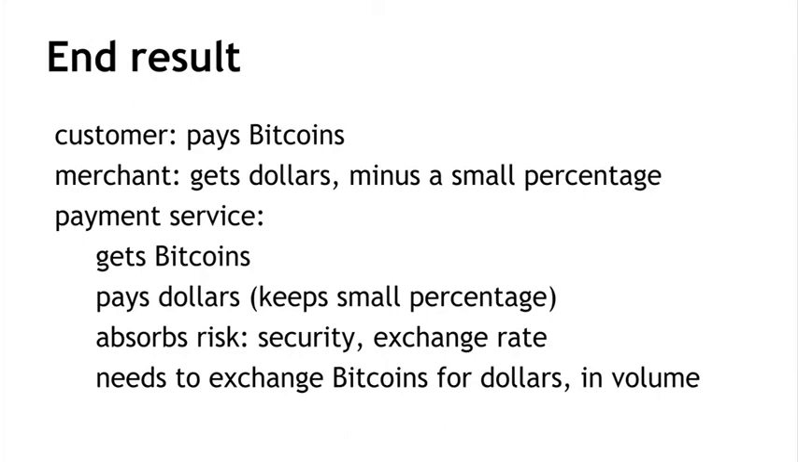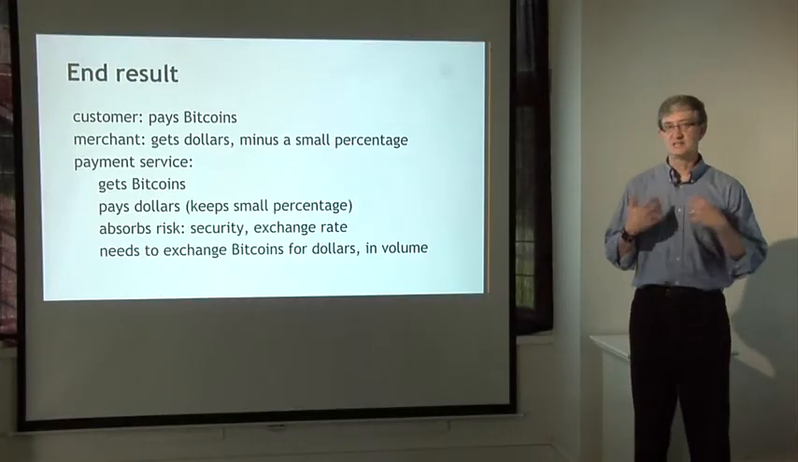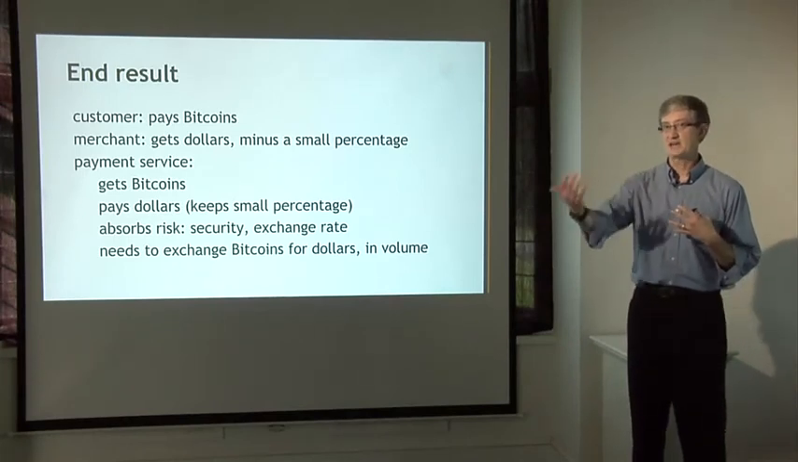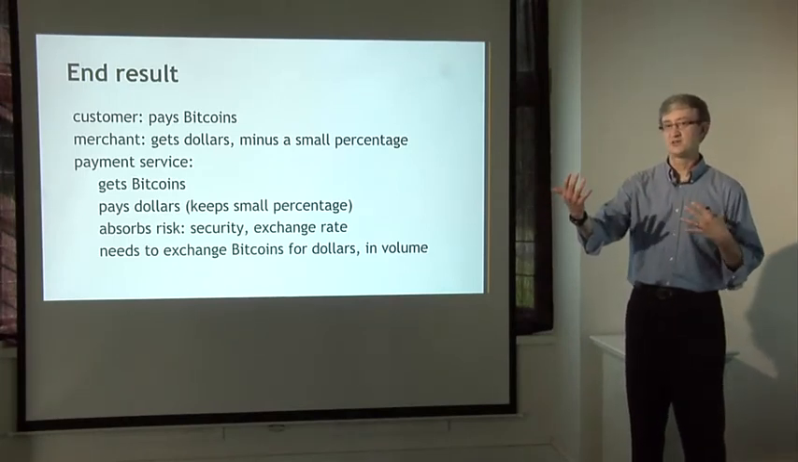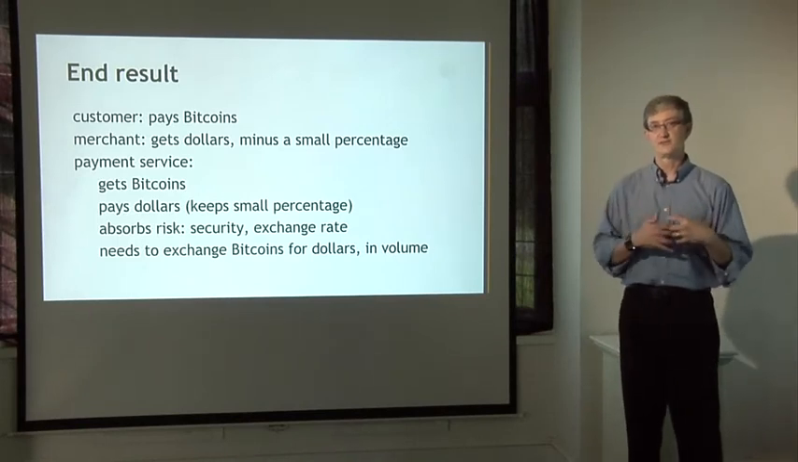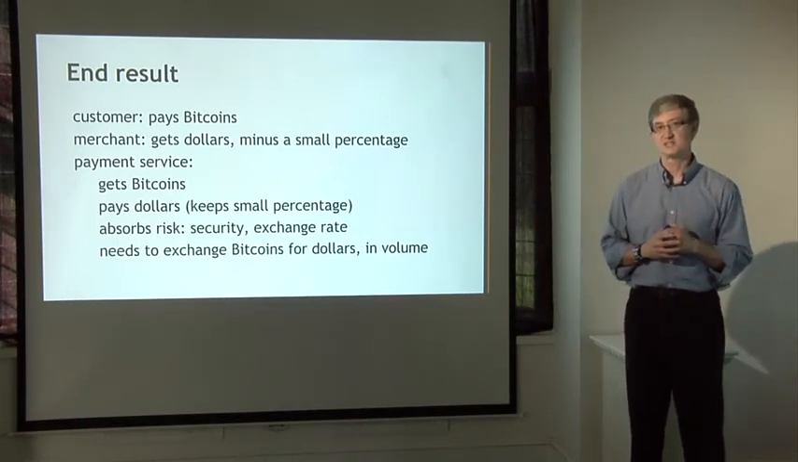If the price of dollars against Bitcoins fluctuates wildly, the payment service might be unhappy. Then again, if it fluctuates wildly in the other direction, the payment service might be happy, but that risk, that uncertainty is part of, and absorbing it is part of what the payment service does. One thing to note here is that the payment service, if it's operating at large scale, is receiving large numbers of Bitcoins and paying out large numbers of dollars. And therefore, it's going to have a constant need to exchange the Bitcoins it's receiving for more dollars so that it can keep this whole cycle going.